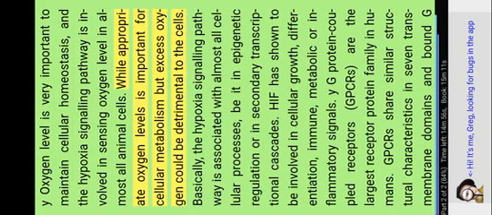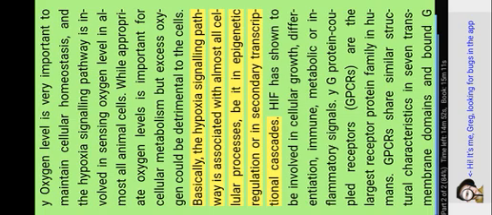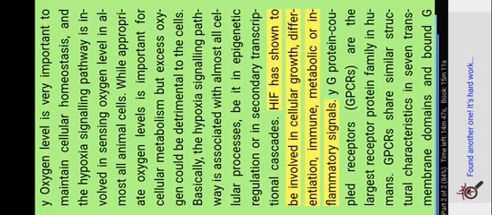While appropriate oxygen levels are important for cellular metabolism, excess oxygen could be detrimental to the cells. Basically, the hypoxia signaling pathway is associated with almost all cellular processes, be it in epigenetic regulation or in secondary transcriptional cascades. HIF has been shown to be involved in cellular growth, differentiation, immune, metabolic, or inflammatory signals.